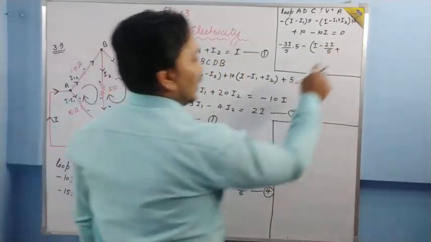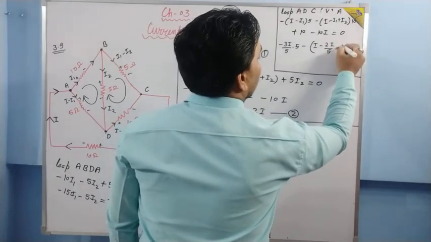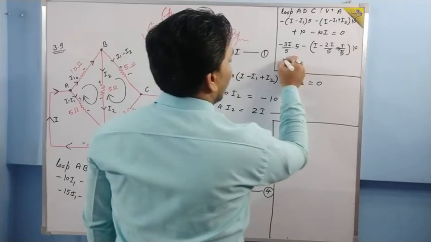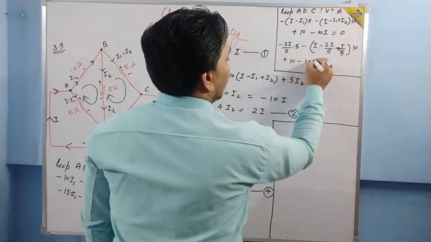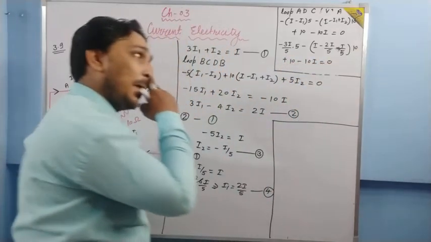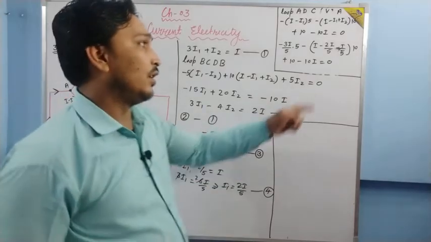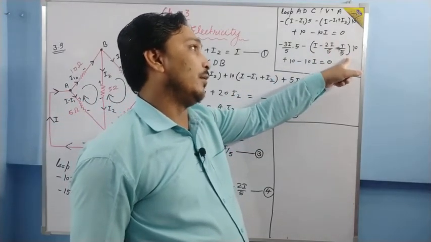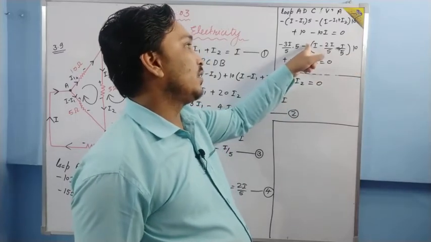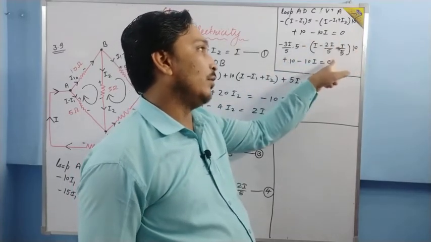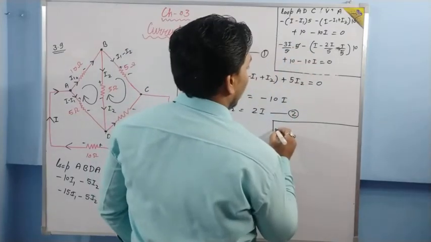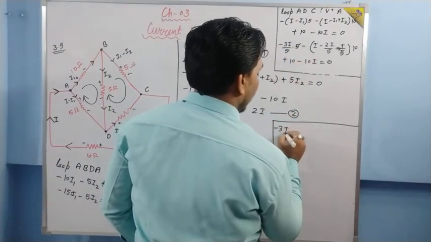I2 is minus I by 5. So it is minus I by 5 into 10, plus 10 minus 10i is equal to 0. Now just see. Minus 2i by 5 minus I by 5 will become minus 3i by 5. Here 5 and 5 will be cancelled out. What will we have? Minus 3i.